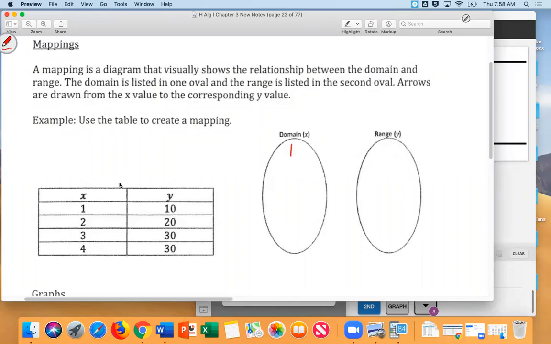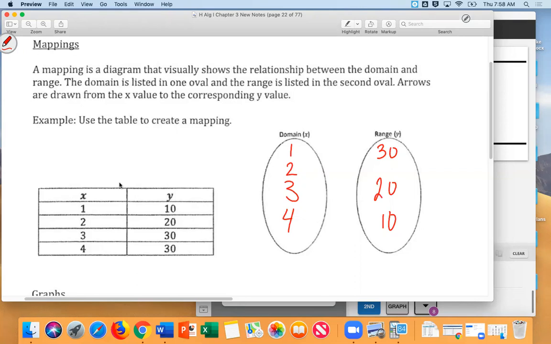So I'm going to put in 1, 2, 3, and 4. Now my range, okay, I'm just going to jumble it up a little bit so you can see kind of what's going on. I'm just going to put it backwards, like 30, 20, and 10. Do you guys see how I kind of did that? I just kind of randomly wrote them down for you, okay? Because I just want you to see how to do it when it's not important.